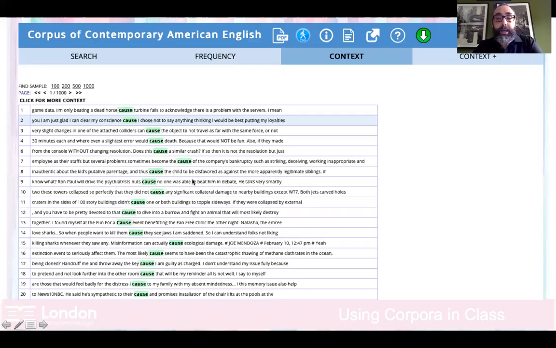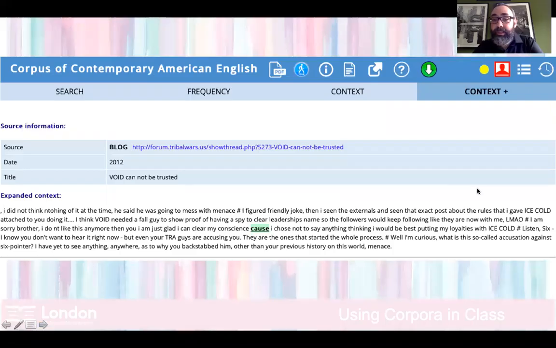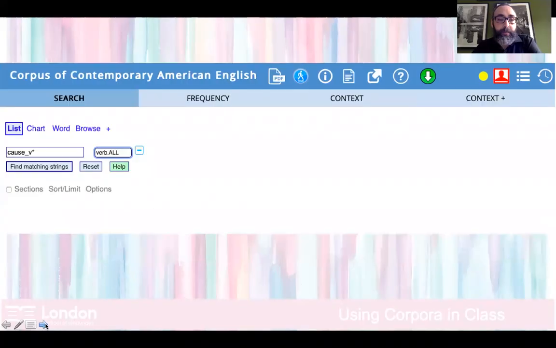Maybe I want to check where that word comes from, and I want to check the text in which it appears. For that, the only thing I will need to do is click on the word cause, and it will take me to the exact text in which it has been used. It tells me the source, which is a blog in this case, the date, and the title, and the expanded context. So here you can see where it has been used. That's the basic thing we can do, but we can do many more things with a corpus.